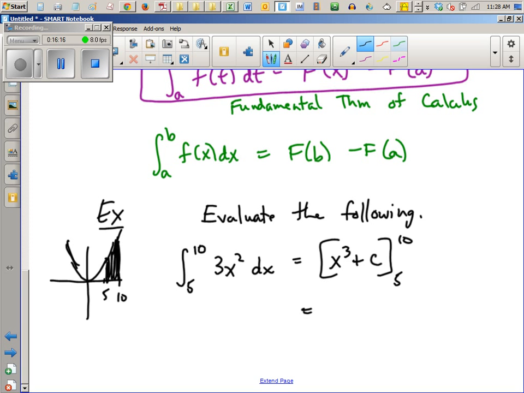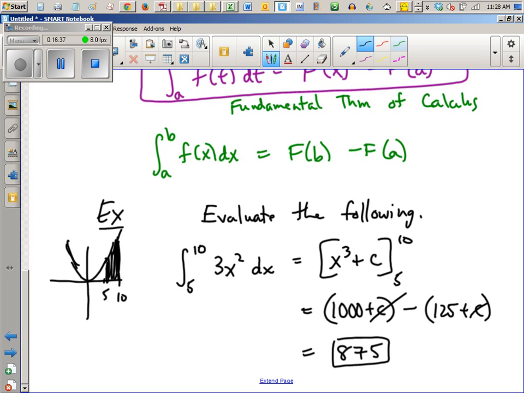Okay, so it's going to be like this. 10 cubed, which is 1,000 actually. So it's going to be 1,000 plus c minus, and then you're going to plug in the 5, 125 plus c. And the c's actually cancel, and you just get 875. Now if you turn on your calculator and you type math 9, 5 to 10, 3x squared, dx, you will see it says 875. But we did it without a calculator.